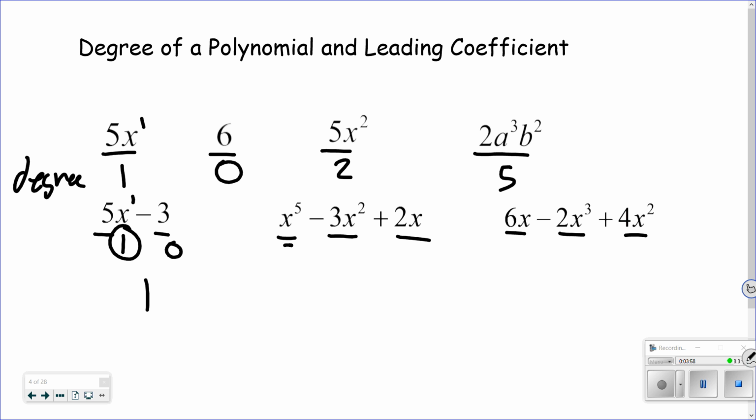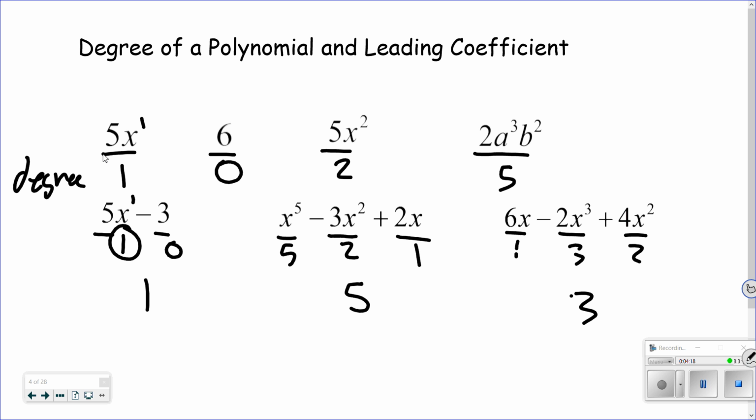This first term would be degree 5, second term degree 2, third term degree 1. We take the highest one, so it would come out to be 5. This third one, degree 1, degree 3, degree 2, we take the highest one, so that would be degree 3. Leading coefficients. So leading coefficients are the numbers.